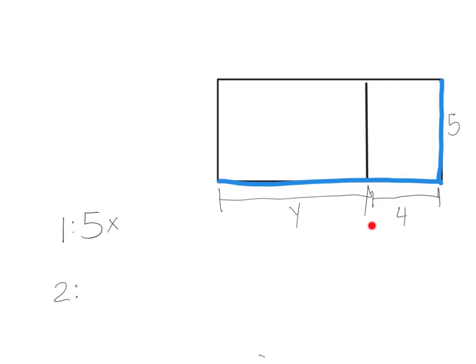If this section here is equal to y, this section is equal to 4, I need to put them together to find the length of the whole side. So if I'm putting together, that means I'm adding. So this side here is equal to y plus 4. And then I'm going to put it inside of parentheses to make sure it stays together.